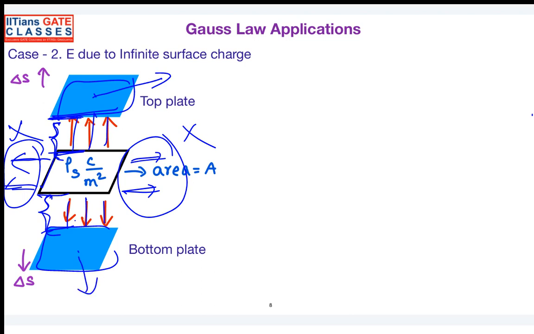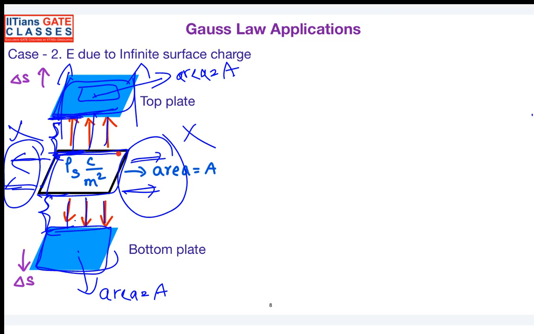If this charge area is more and this area is less, some flux lines will be missing out. So to capture the total flux, the area of the top plate and the bottom plate must be the same as the area of the original sheet. That will ensure that the total flux will be captured. So you have considered the closed surface and the symmetrical surface.